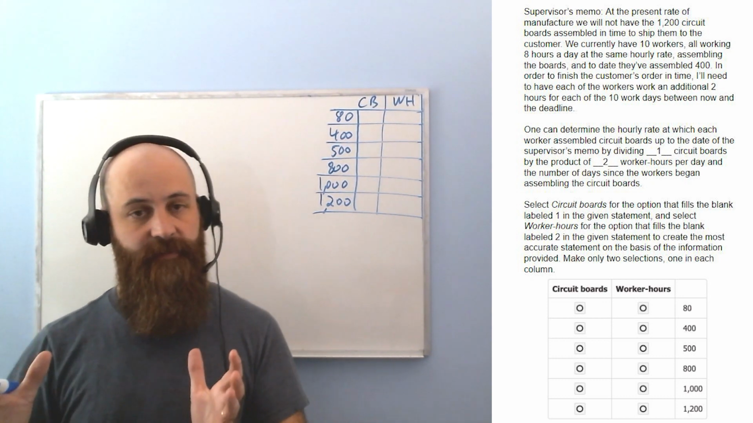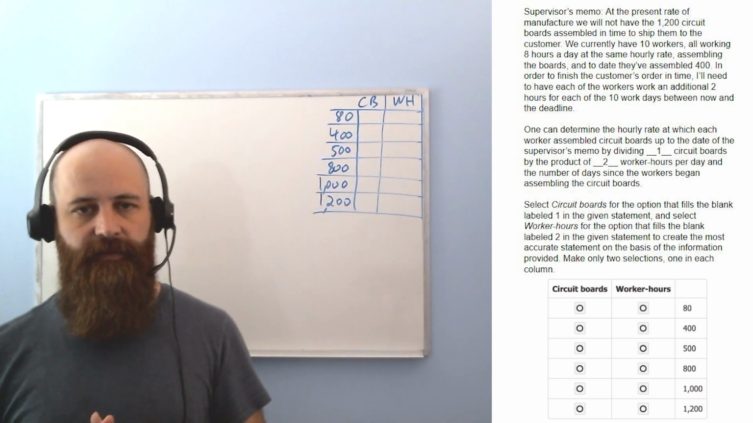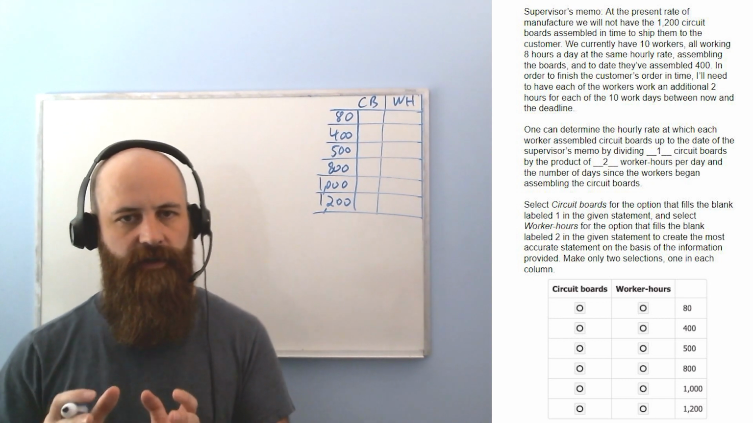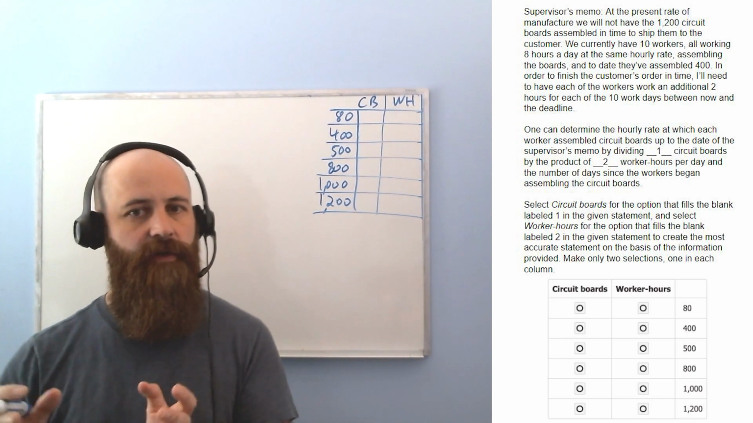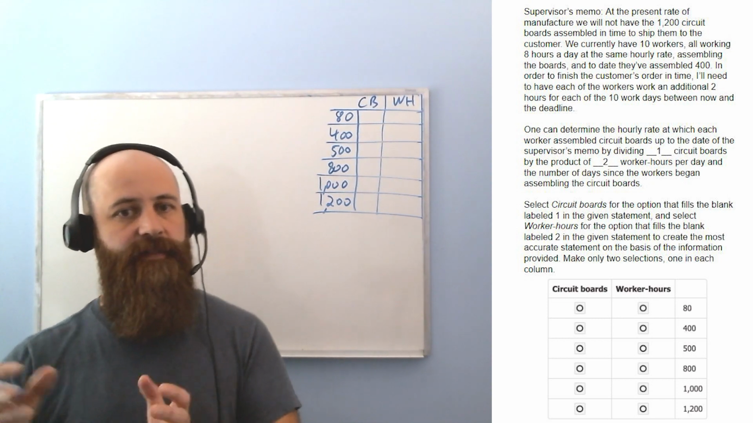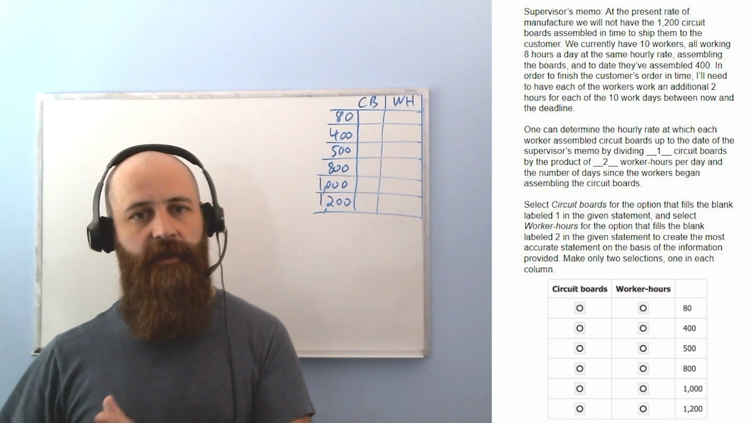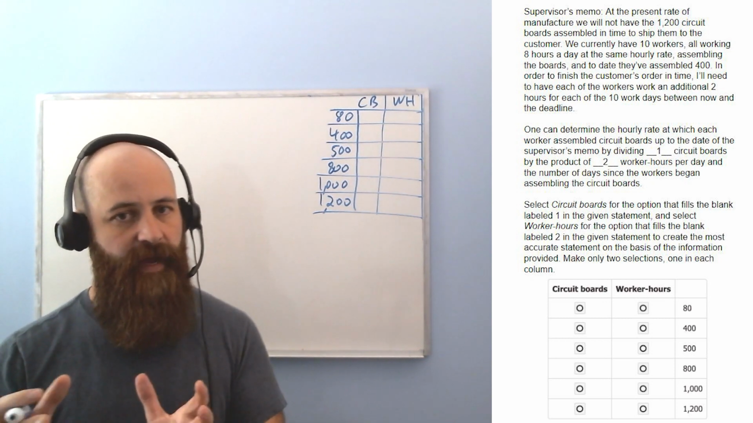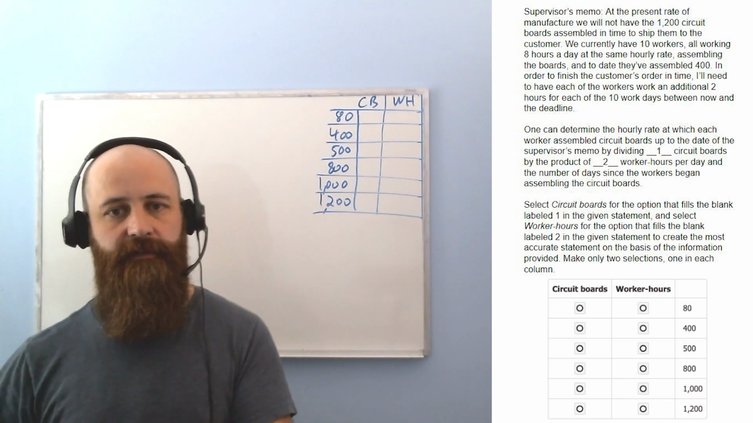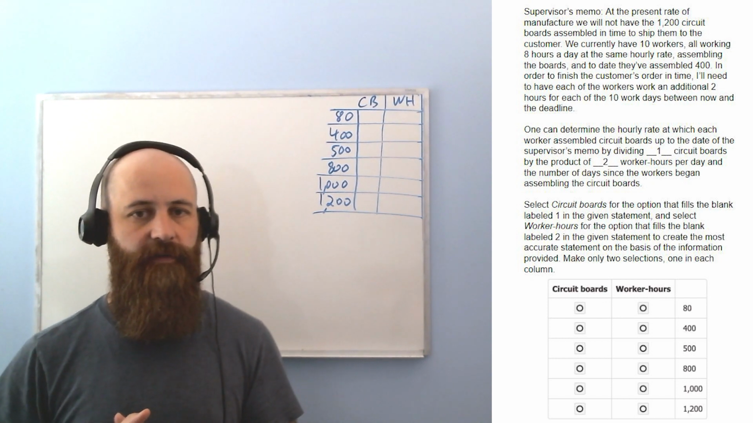Okay, a lot of information there. Let's go on and see exactly what they're asking for. One can determine the hourly rate at which each worker assembled circuit boards up to the date of the supervisor's memo by dividing blank circuit boards by the product of blank worker hours per day and the number of days since the workers began assembling the circuit boards.